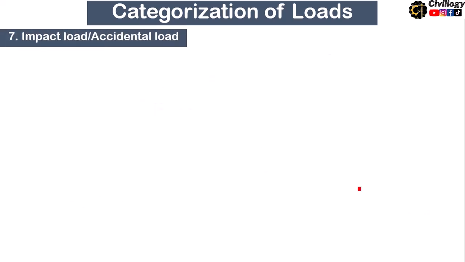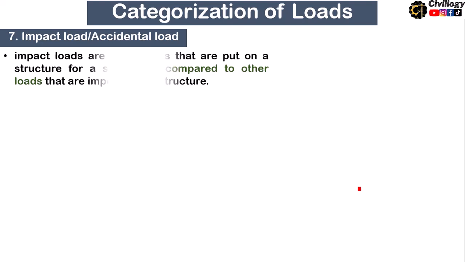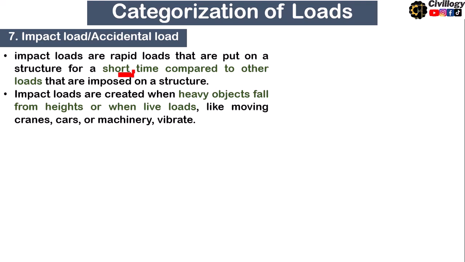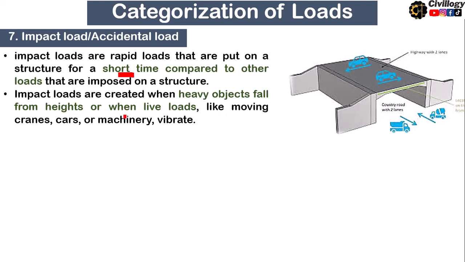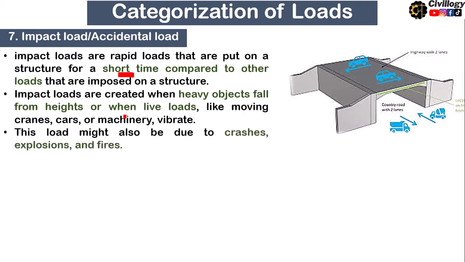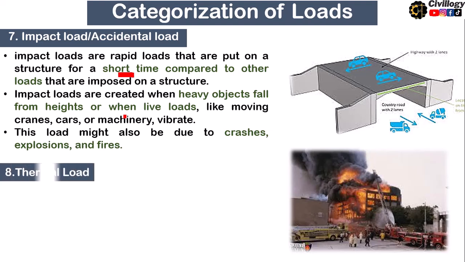The seventh type of load is impact load or accidental load. Impact loads are rapid loads that are put on a structure for a short time compared to other loads that are imposed on a structure. Impact loads are created when heavy objects fall from heights or when live loads like moving cranes, cars, or machineries vibrate. This load might also be due to crashes, explosions, and fires.